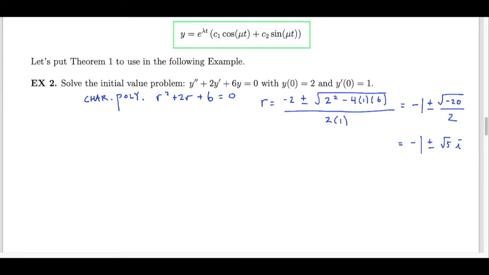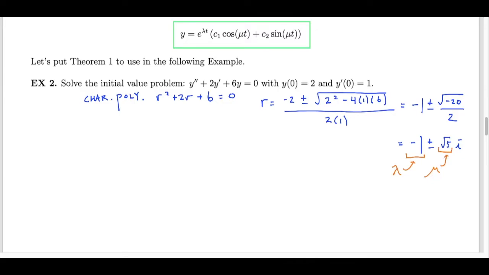So as we'd probably expect, we've ended up with complex roots to my characteristic polynomial. In this case, I get the roots negative 1 plus or minus square root of 5i. Utilizing the notation that we had identified earlier, I'll call the real part of these roots lambda, and then I'll call the imaginary part, which is just this coefficient here on the i, I'll call that mu.